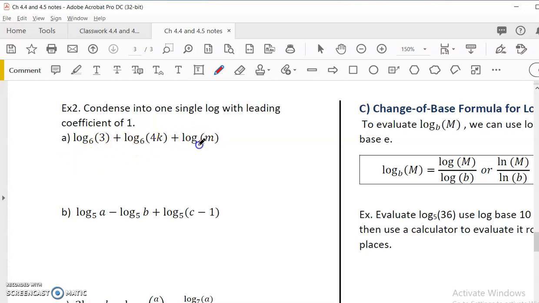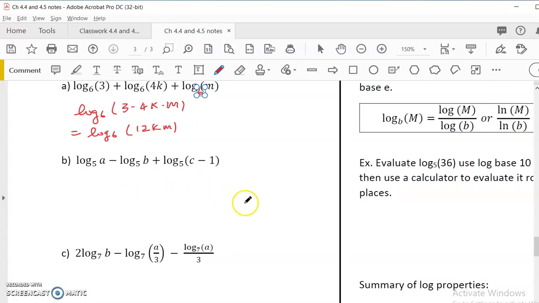So these are all log base 6. I think there's a typo here. I can combine them because these are all adds, so they would become multiply when you combine them. So I would just say 3 times 4k times, what is it? Forgot. Is it m? So that would just be log base 6, 12km. And that's it. So you have one log. In calculus, they prefer an answer using one log. So if you finish your calculus calculation and it becomes like this, they don't like this answer. You have to use the log properties to combine them most of the time.